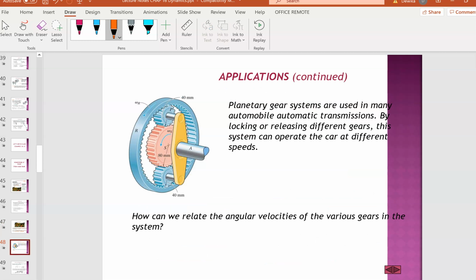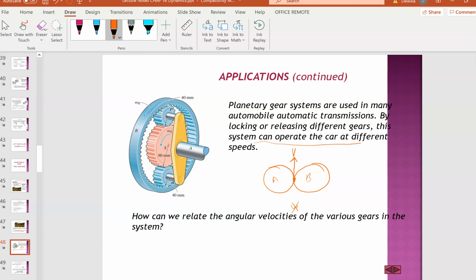Now in a gear system, planetary gear systems are used in many automobiles' automatic transmissions. By locking and releasing different gears, this system can operate the car at different speeds. So in a gear system, always remember, this is one gear, gear A, and this is gear B. If let's say they're touching tangentially, then the velocity at that point will be the same. The velocity is the same, not the omega.